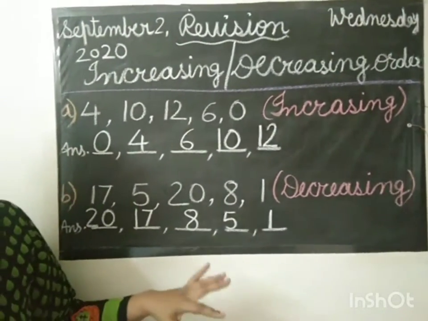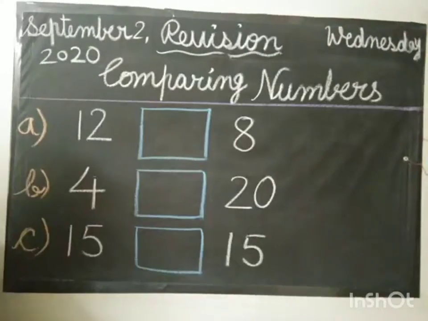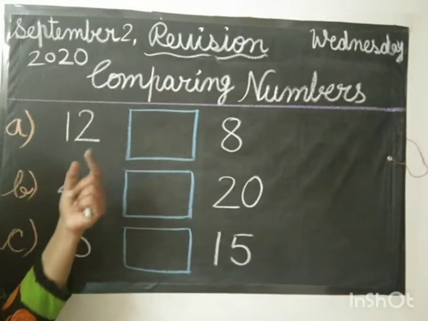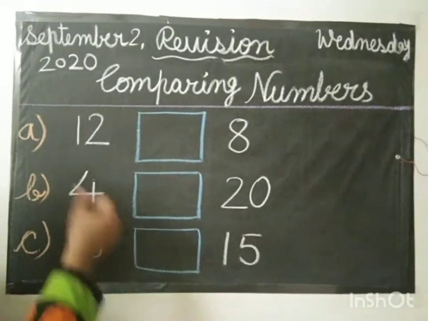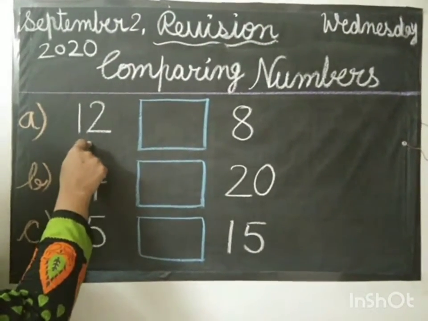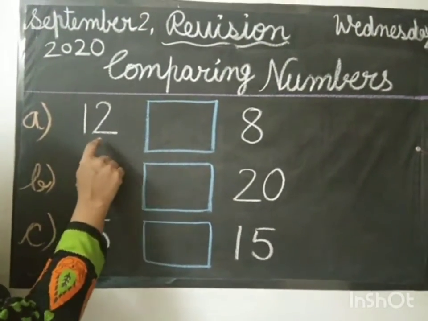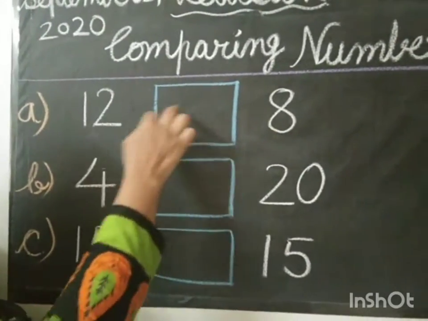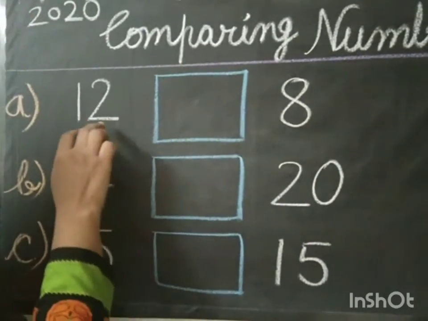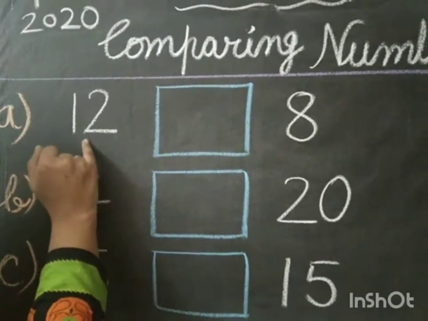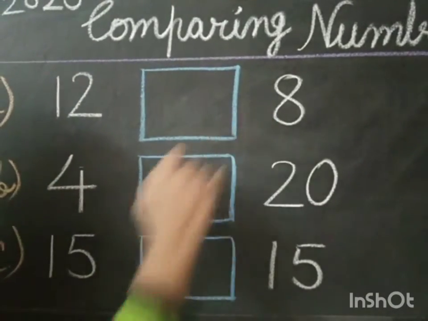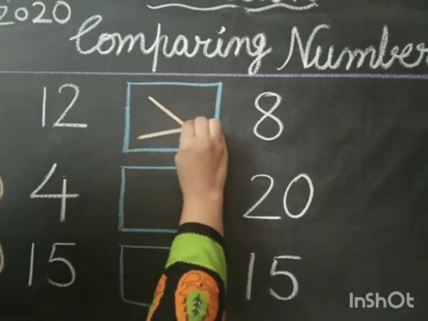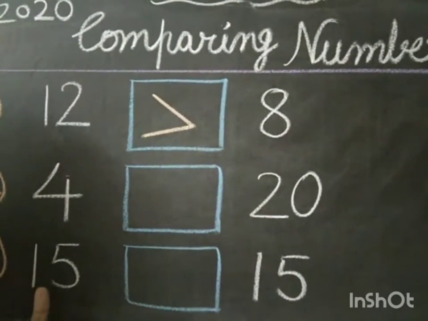Now we will compare these numbers and we will use some signs, some symbols. Okay. First of all, we will see this side. Which number is written here? 12. And here an empty box is there. Then 8 is written. So we have to compare these numbers. What will we do? 12 is bigger than 8. So we will put the sign of bigger than. We will put this sign. Okay. This is the sign of bigger than.